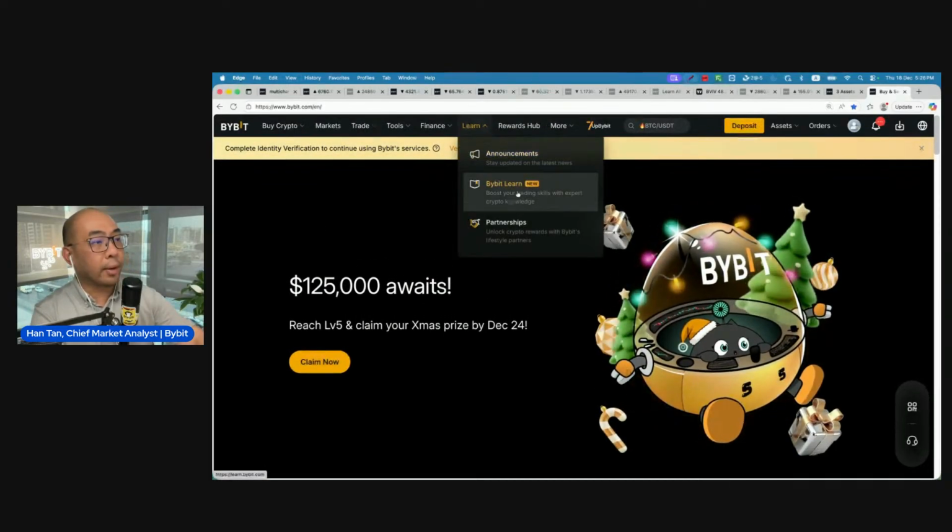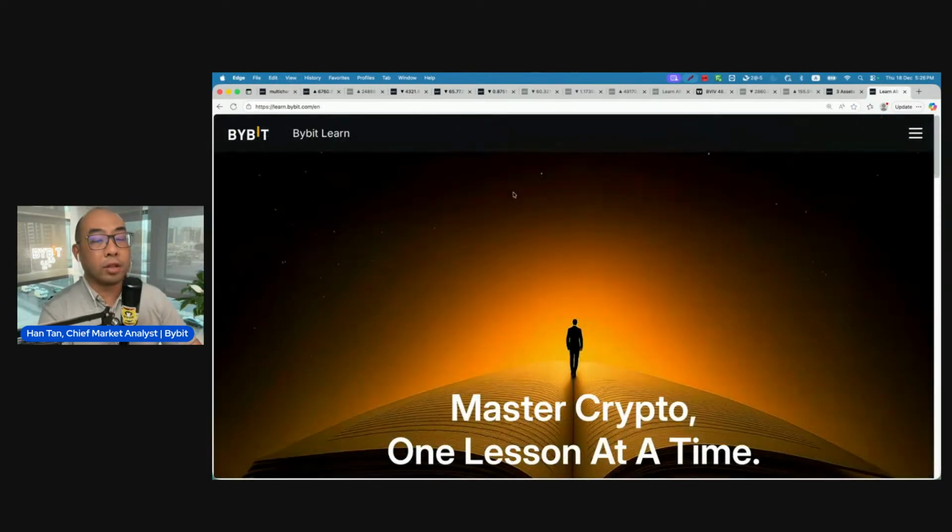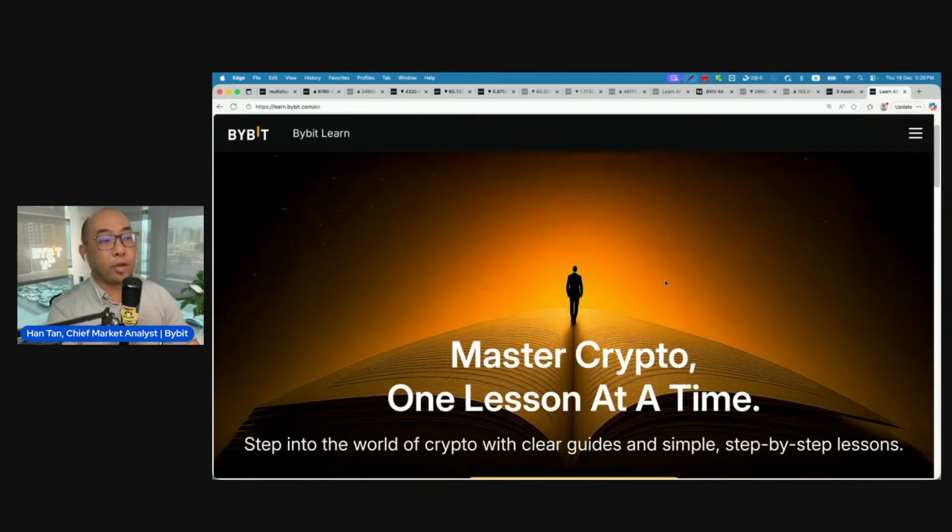Right, you see the Learn tab across the top. Click on Bybit Learn. For those of you using the app, sorry, I did mention this earlier. You go to your account, which is the top left-hand corner. You see the icon for your face there. Click on it. Then you'll see Services. Under Services, look for Learn, and then you'll come to a page like this.